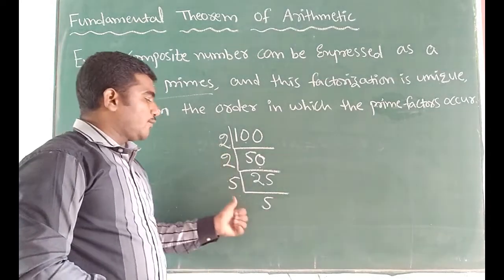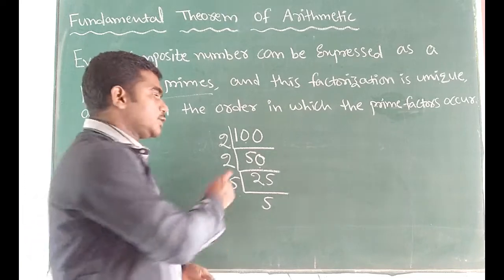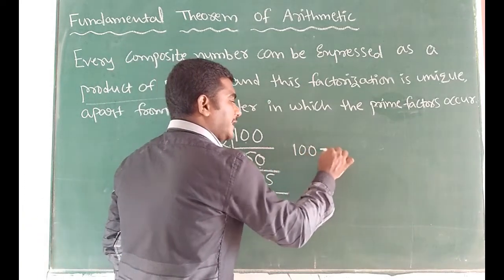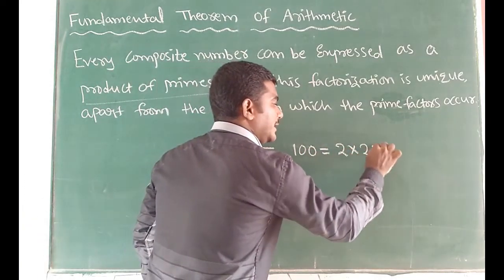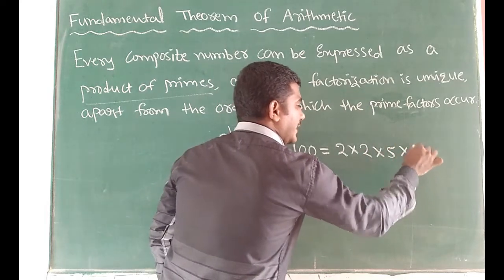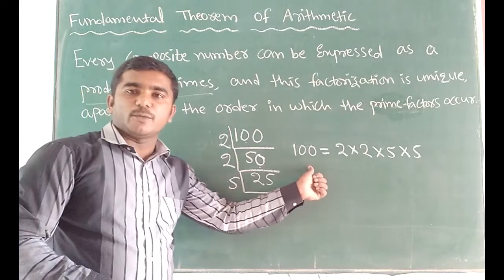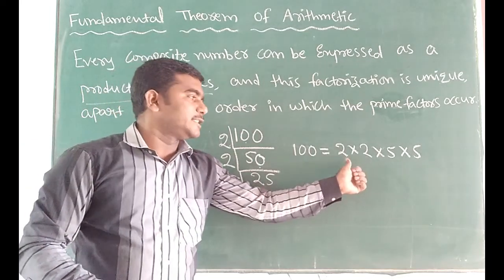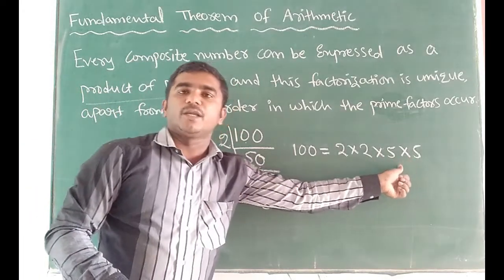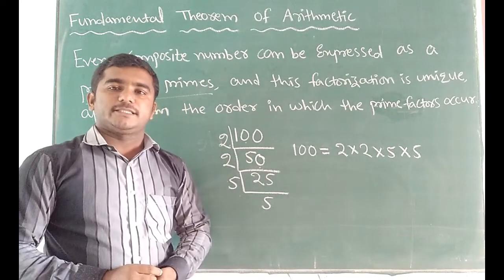Now see, 2, 2, 5, 5. These are the prime numbers. So how can you write 100? You can write it as 2 into 2 into 5 into 5. See here, the composite number is written as the product of the prime numbers.